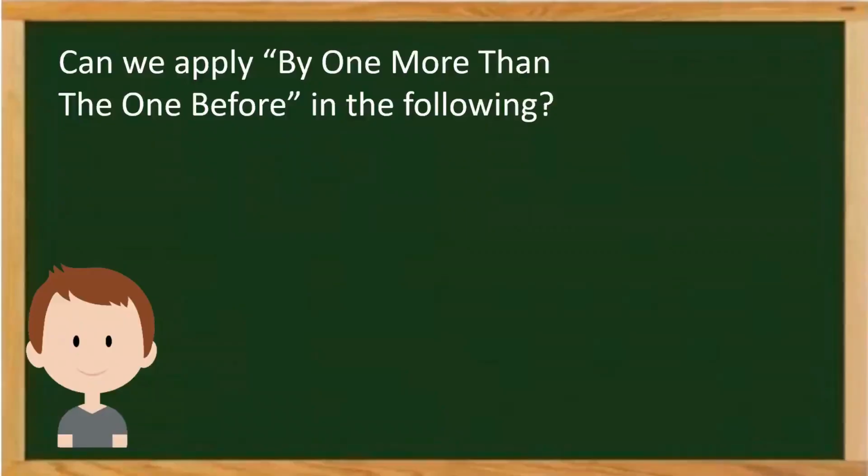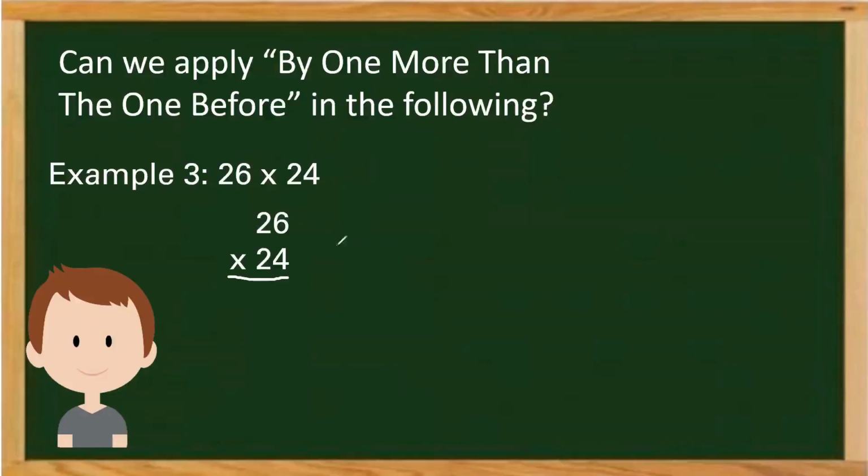Can we multiply by 1 more than the one before in the following? Example number 3. 26 times 24. Note that 26 times 24, their ones digits sum up to 10. 6 plus 4 is 10. So we do the same rule. We just look at our base, which is 2. Then we find the next number after 2, that is 3. 2 times 3 is 6. Then we just multiply our ones digit, 6 times 4, and that gives you 24. So your answer is now 624.